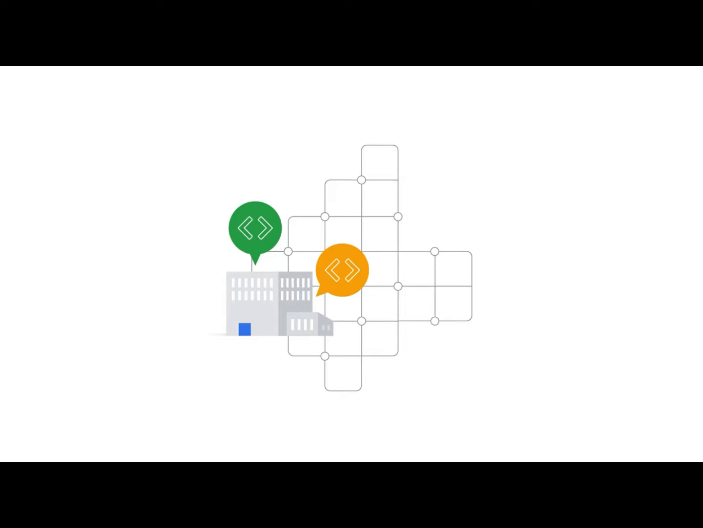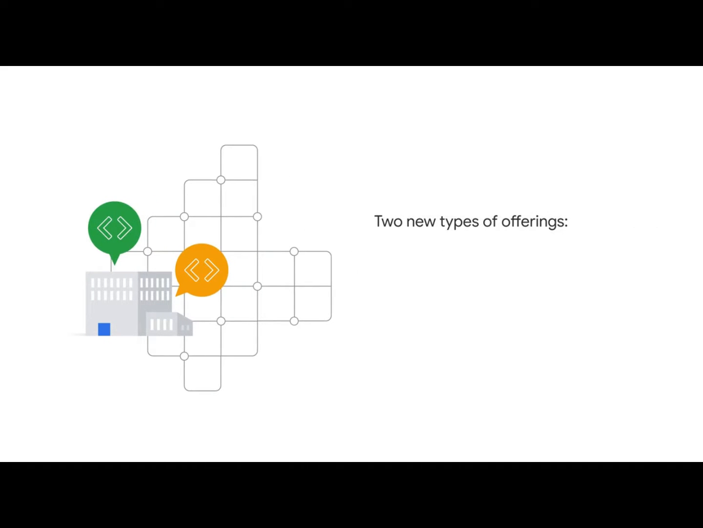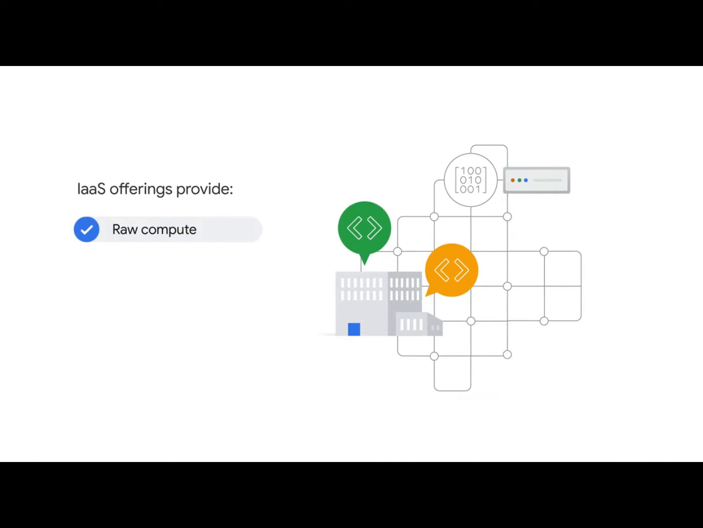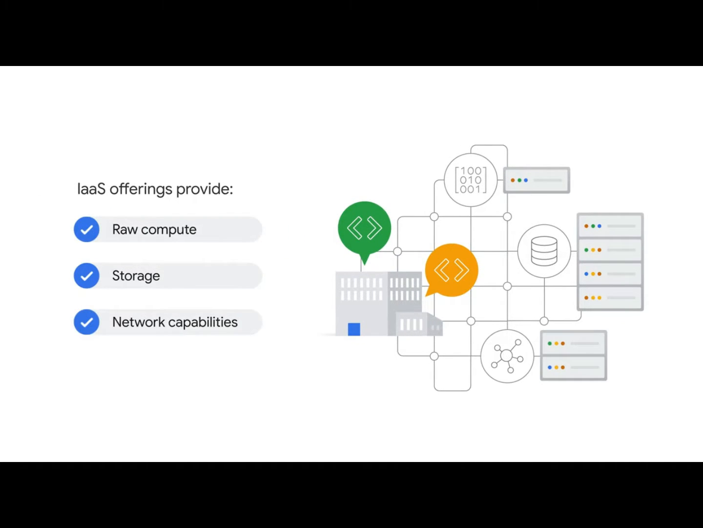The move to virtualized data centers introduced customers to two new types of offerings: infrastructure as a service, commonly referred to as IaaS, and platform as a service, or PaaS. IaaS offerings provide raw compute, storage, and network capabilities organized virtually into resources that are similar to physical data centers.